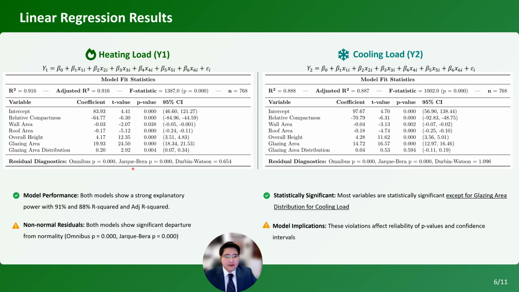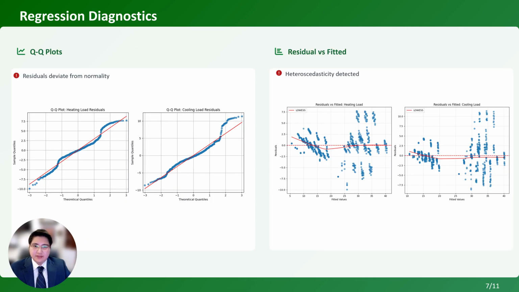So having to rely on the p-values is not trustworthy. We have to do additional analysis to confirm our insights. So let's take a further look at our regression diagnostics using QQ plots and the residual versus fitted analysis, plotting the lowess curve. First, let's take a look at the QQ plots from the left.